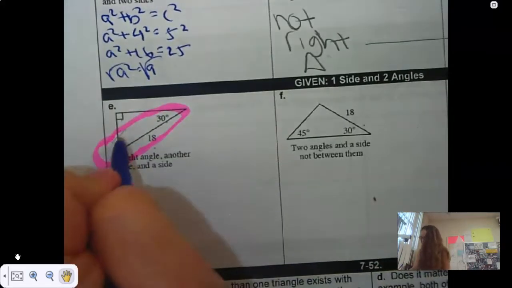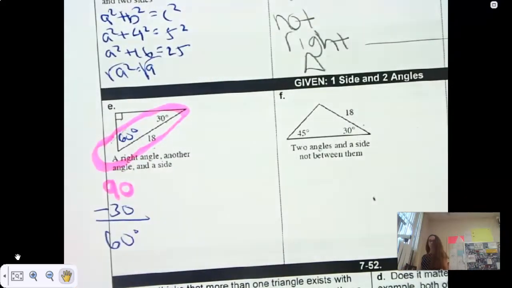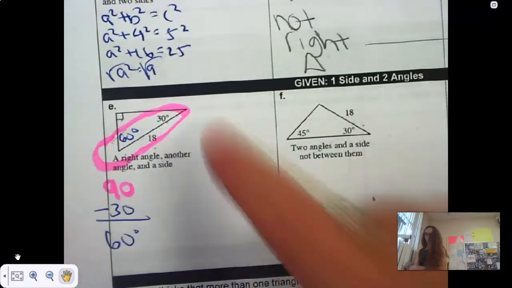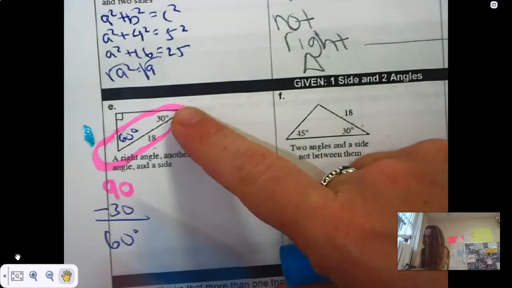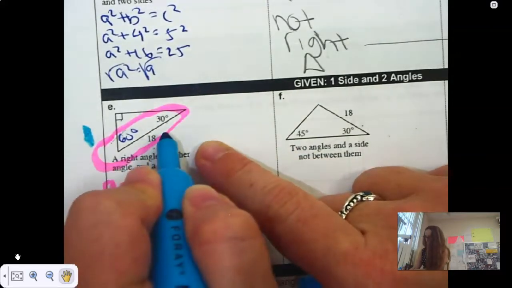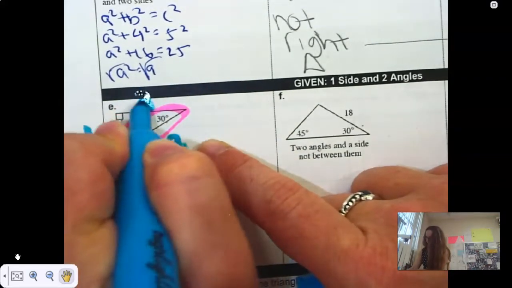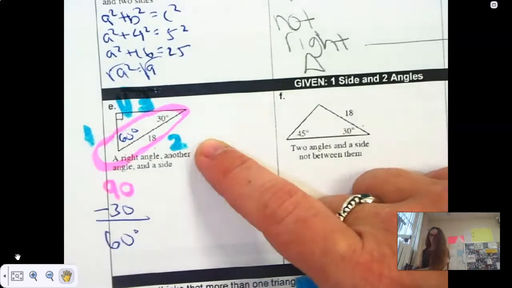Well, great. It's a 60, 30, 90. Does that mean I can find the other sides? I sure can. I can do my ratios. Who remembers what's across from my 30? 1. What's my long side? 2, and then 3. The biggest is my square root.